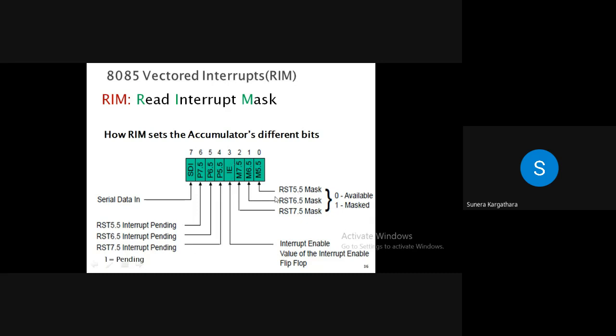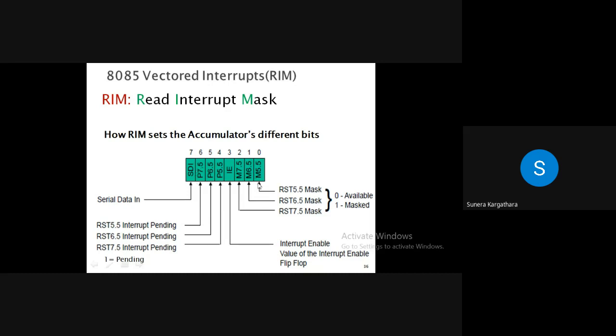You can do interrupt enable from here, and again as we discussed in the previous slide, you can mask or unmask your particular interrupt, 6.5, 7.5 and 5.5. 0 is available, 1 is mask. So here you can mask your particular interrupt. Out of the available interrupts, how many are still pending to solve? You will get that information from here. Am I communicating, student? Right?